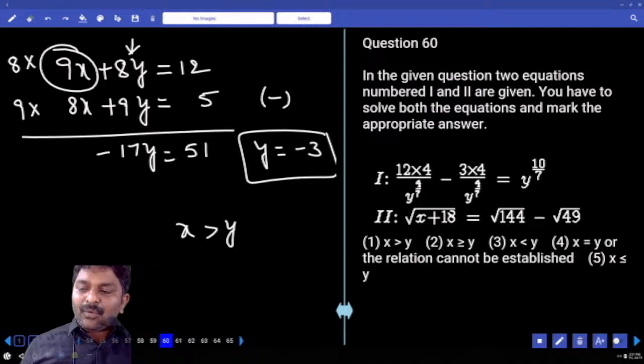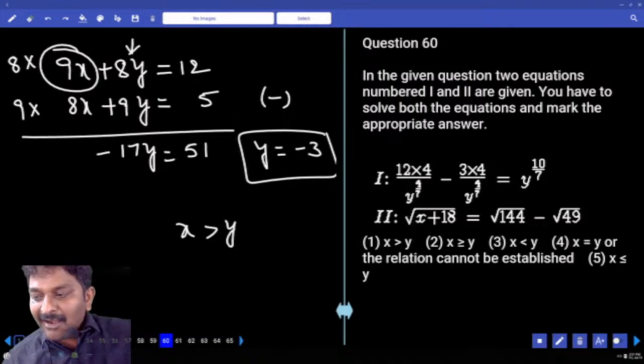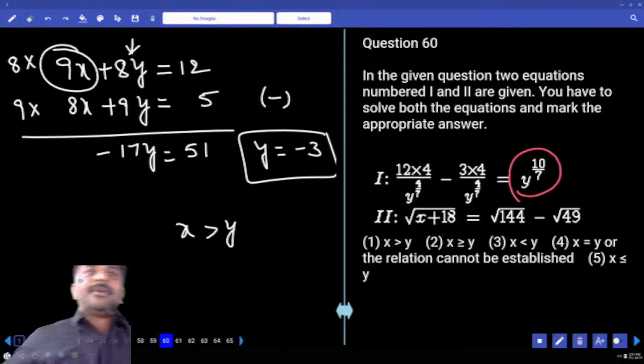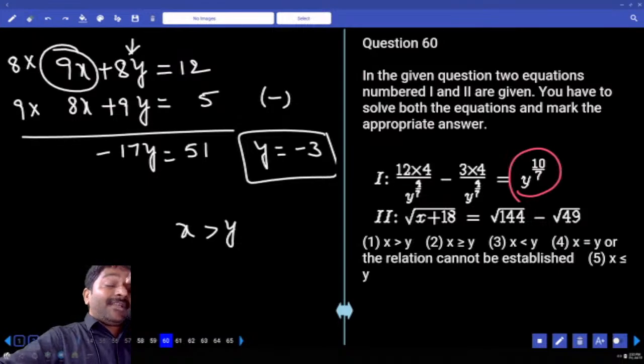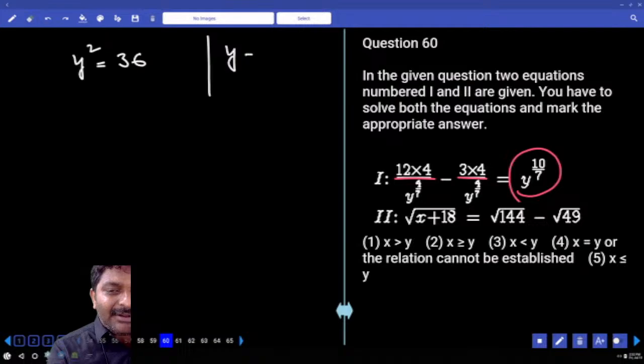Let's take y to the power of 4 by 7 common on the left-hand side denominator and take it to the right-hand side. Is that okay? Already on the right-hand side we have y to the power of 10 by 7 multiplied with y to the power of 4 by 7. It becomes y to the power of 14 by 7, which means we are getting y square. Right. How much is that? 48 minus 12, 30. From this, y is equal to plus or minus 6. Correct?